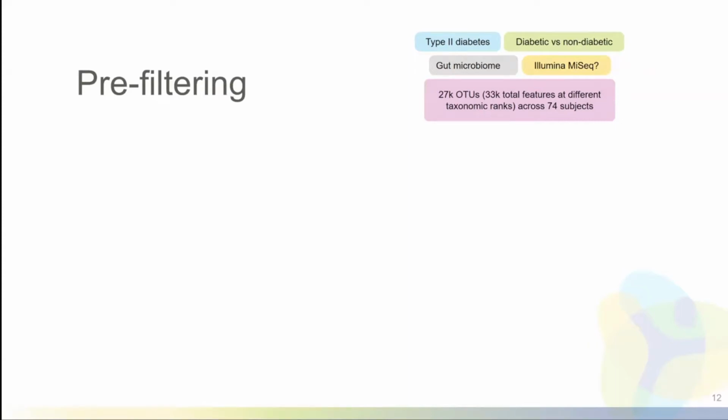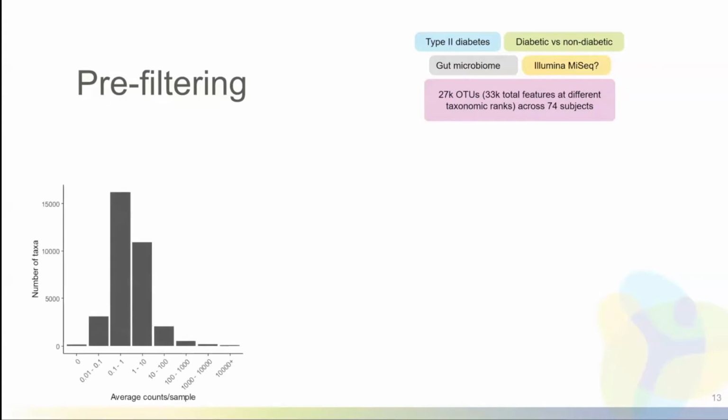The example I'll discuss here is from a type 2 diabetes study looking at gut microbiome. On the left, we can see that most of the bacterial sequences detected were detected on average fewer than once per sample. So while it's possible that one of these sequences could hold an interesting signal, it's a little bit unlikely.